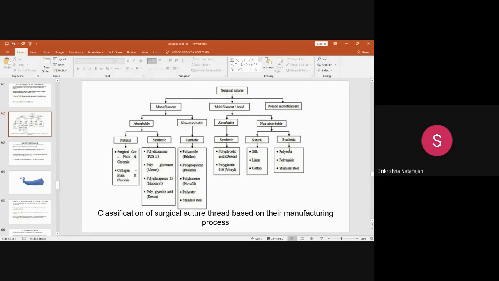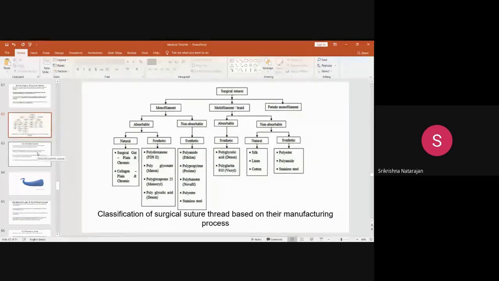Synthetic, if you see, they are classified into three different categories, which is polyester, polyamide, and stainless steel, which you have already seen here in the monofilaments. So these are the different classifications of surgical suture threads based on their manufacturing process, whether it is a monofilament, multifilament, or pseudo monofilament. So we are going to see all the monofilament, multifilament, and pseudo monofilament in a very brief manner.